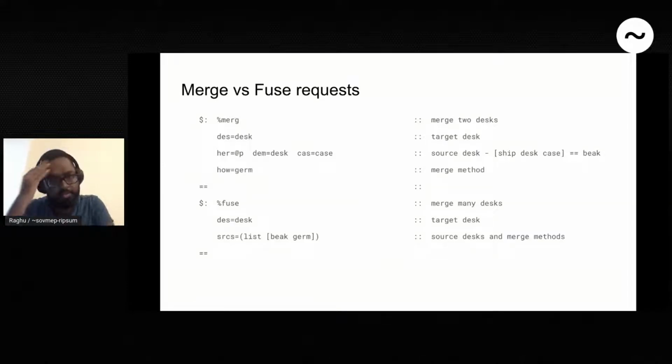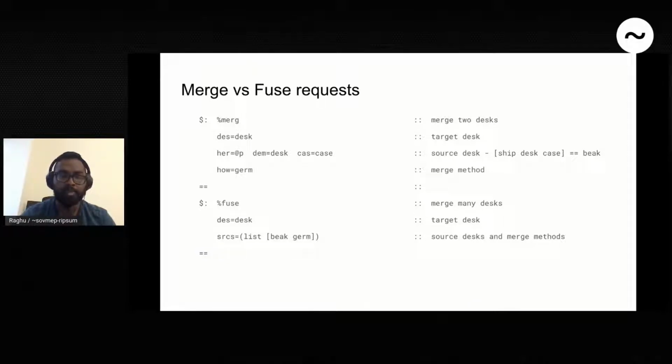Okay, and to highlight how similar these two things are on the surface, I want to show the two requests sent to Clay to perform each of these tasks. So merge is obviously for a merge request, and fuse is for a fuse request. As you can see, these two things look pretty similar. They both have a target desk that we're either merging into or fusing into. You'll see the merge request has a ship, a desk, and a case, as well as a germ. So the ship, desk, and case define where we're pulling our data in from, and the germ defines the merge strategy. Examples of germs are only this, only that, take this, take that. The full list is in a nice write-up in the Urbit repo if you want to take a look at the whole thing.